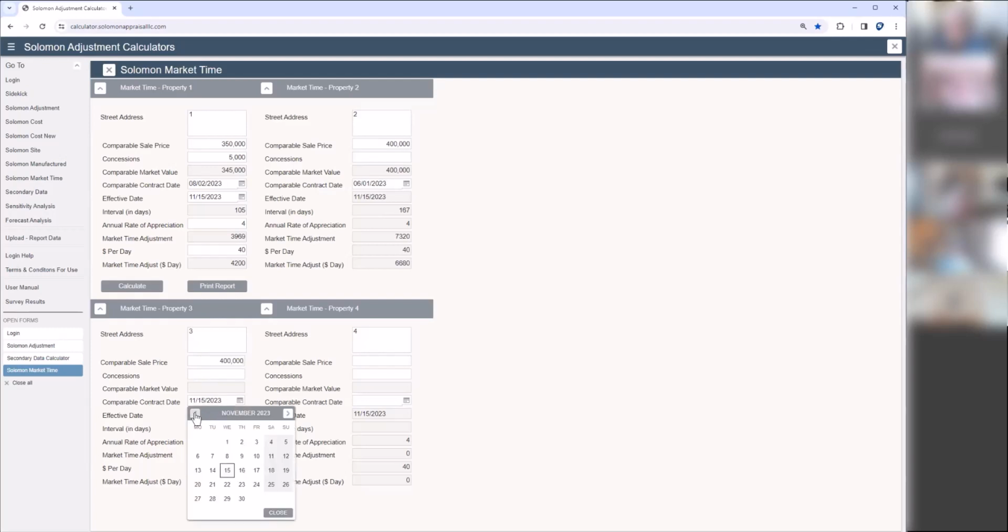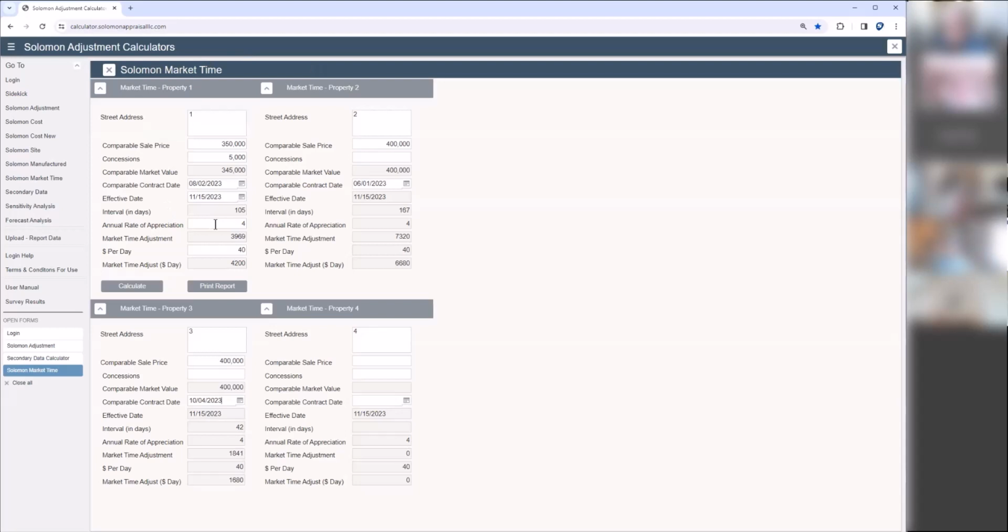And this one was just a month ago. So you could take a screenshot of this and put it in your report. If you have more than 4 comps, you would need to do it twice. But it's a way to document how you used the rate of appreciation.